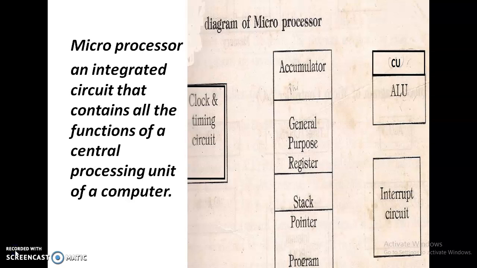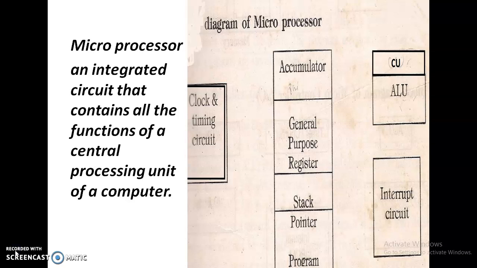The clock and timing circuit is the one which decides the speed of the microprocessor to complete an operation, and also the baud rate in serial communication, and the time taken for the conversions.